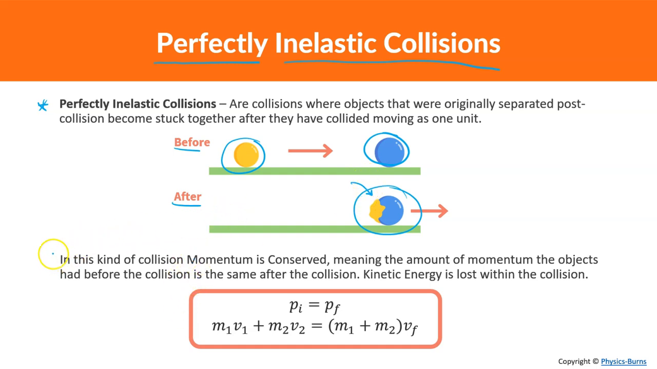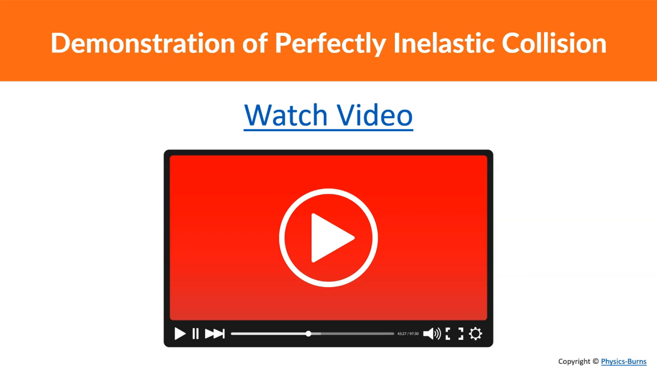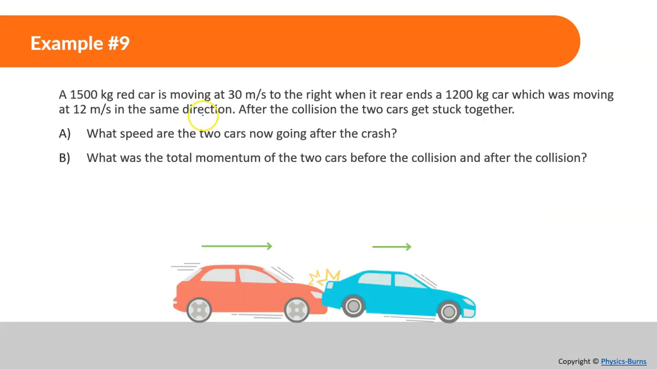In this kind of collision, momentum is conserved. Important to know. Meaning the amount of momentum the objects had before the collision is the same after the collision. Kinetic energy is lost within the collision. Here's the formula. Before the collision, there's going to be a certain amount of momentum, and after the collision, that momentum is going to be the exact same, even though now both of these objects are going to be moving with the same velocity. If that doesn't make sense, as we do examples, it'll make more sense. Here's a good video demonstrating this, and here's our first example.